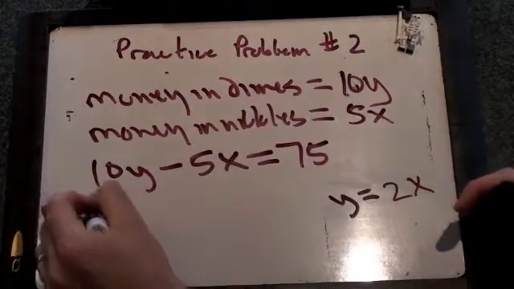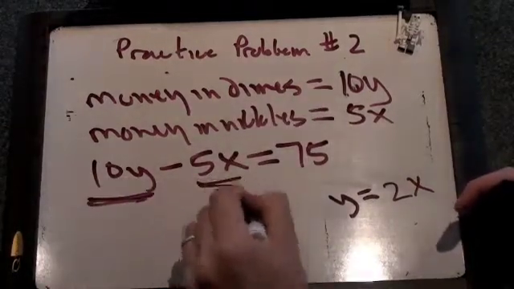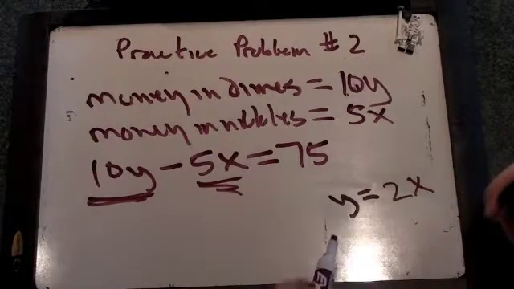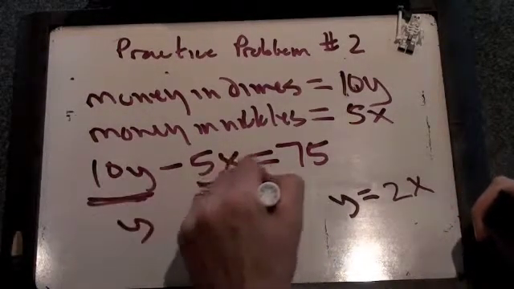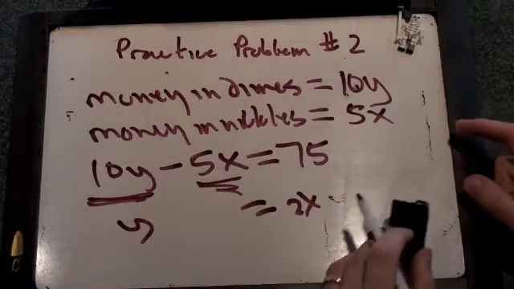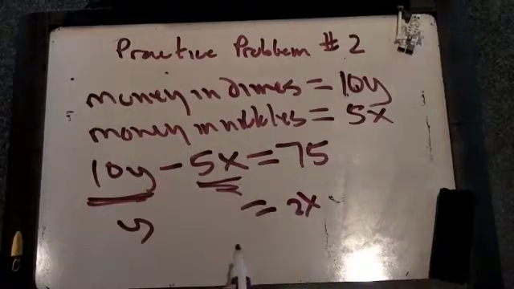So this is the amount in dimes, this is the amount in nickels, right? Yeah, 10y minus 5x equals 75. But we also know that y equals 2x. That's our other equation. So this is a little bit harder than the last problem. Yeah. This is two problems.